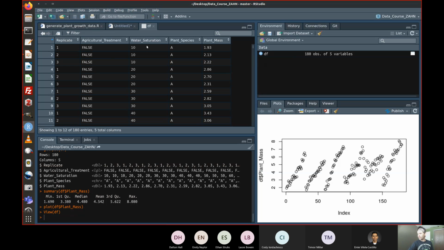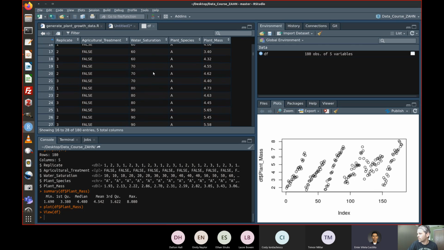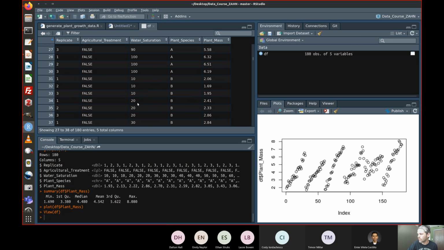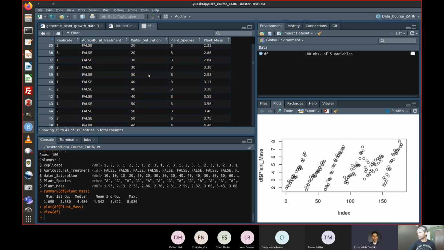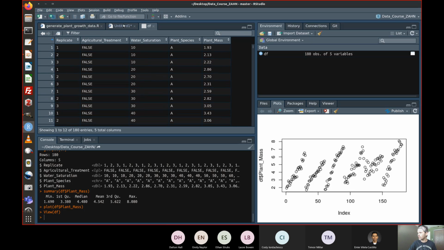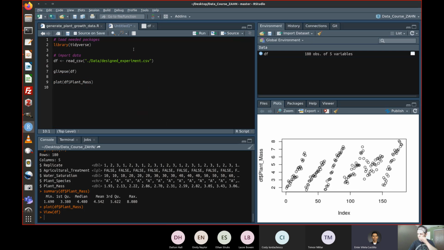So in our data frame, that kind of makes sense. We've got water saturation, 10, 20, 30, 40, 50. It's going up. And then it starts over, 10, 20, 30. Okay, so that makes sense to me. So we're just kind of getting a feel for the data. First plots.